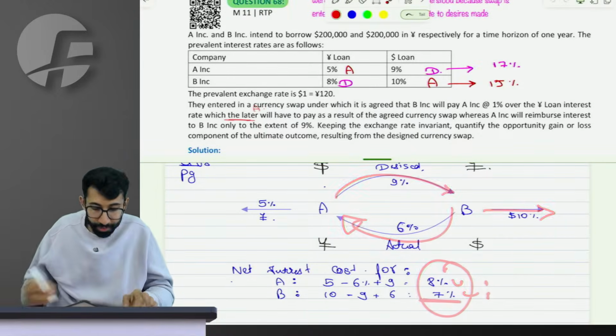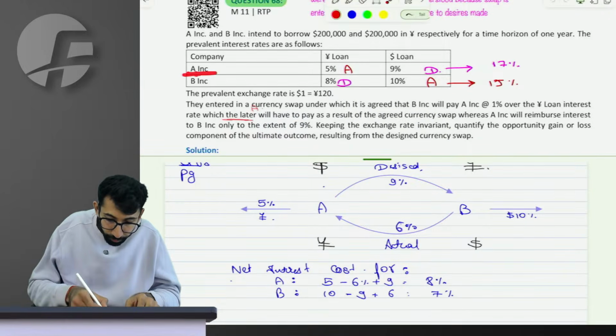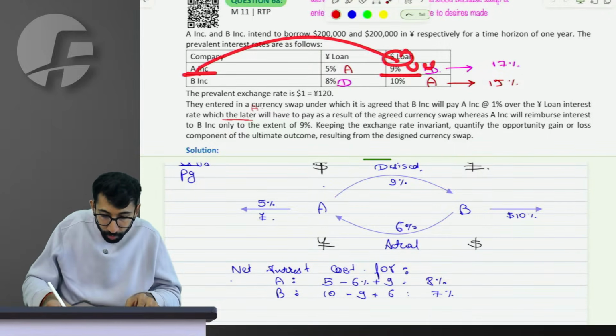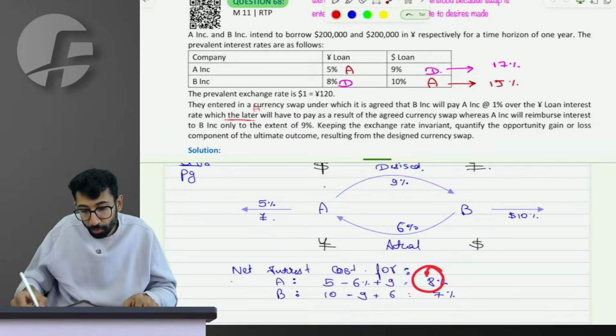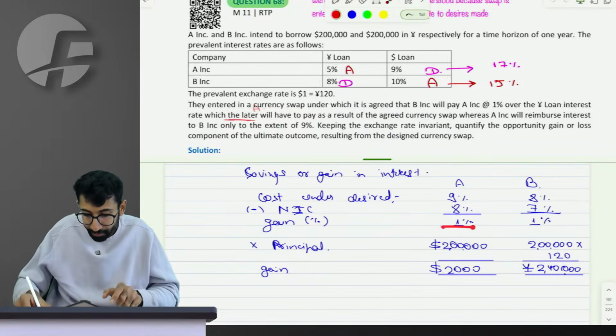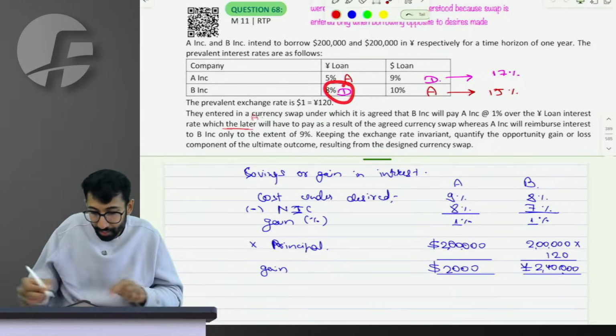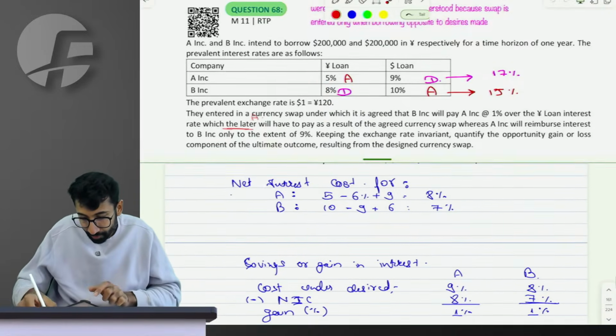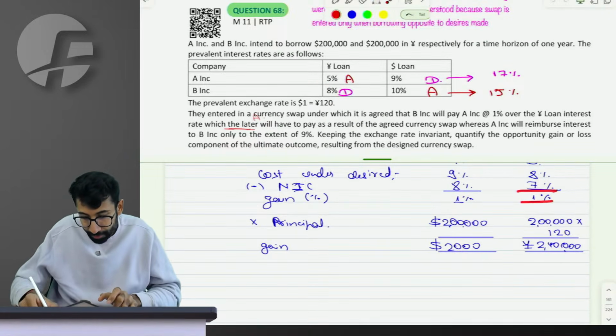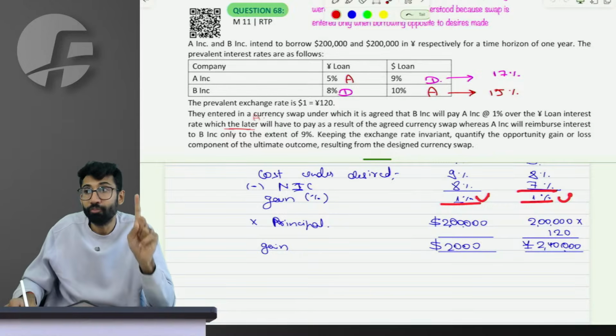Now let's check how much is the gain. A, when you go to your desire, you borrow dollar at 9, but now you borrow dollar at 8. Are you ending up saving 1%? Yes. Similarly, B, you desire at 8 yen, but through us you get it at 7. So are you ending up saving 1%? Again, correct. Both are saving 1%.